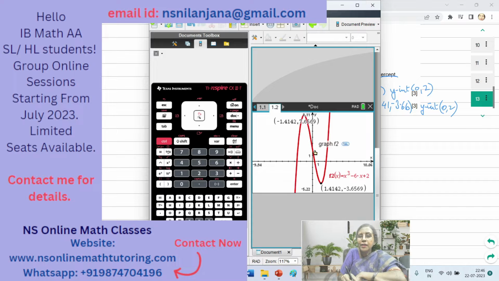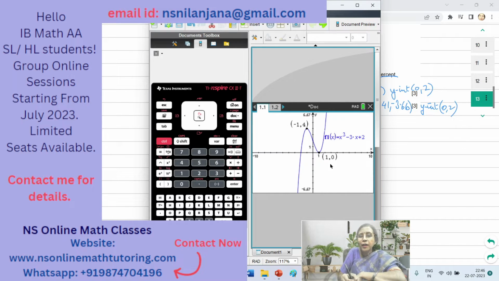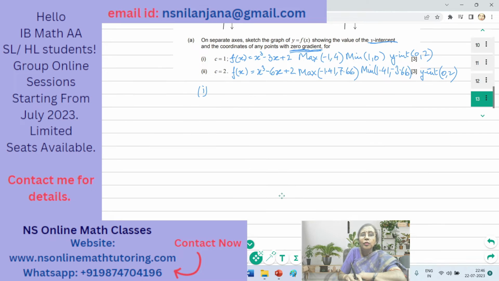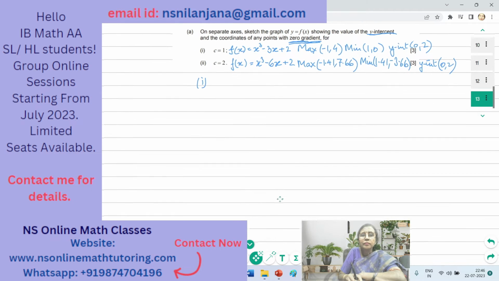So you can see this is 1, this is 2. For this one as well, this is 1 and this is 2. The y-intercept is 0, 2. Fine, now we have to sketch the graph. The two graphs in fact. This one is for C equal to +1.